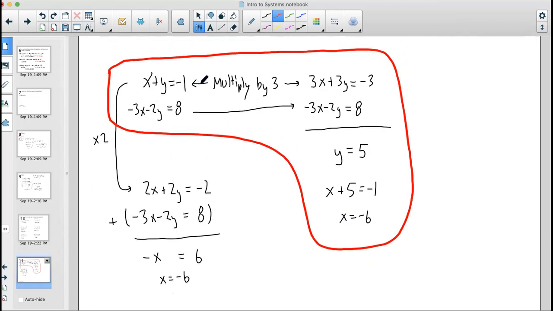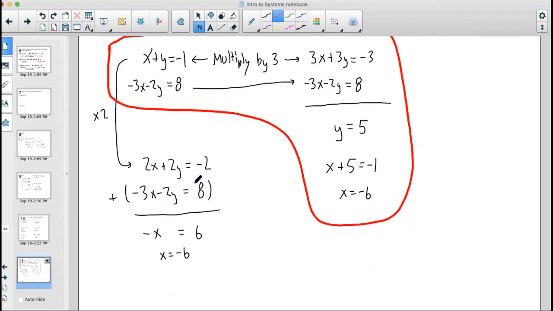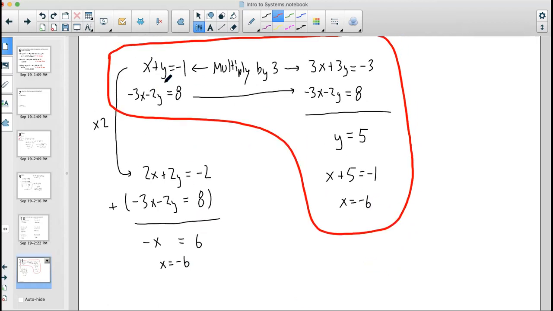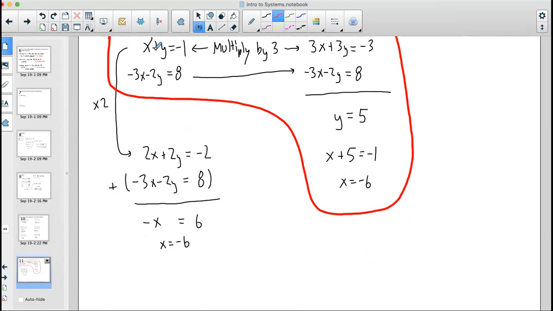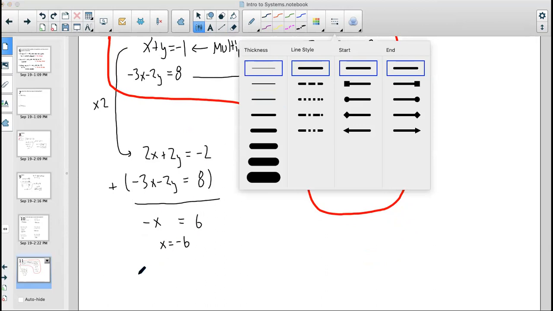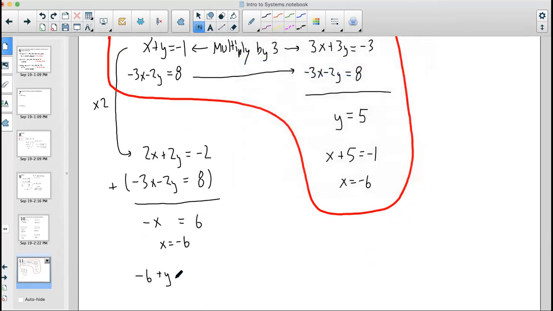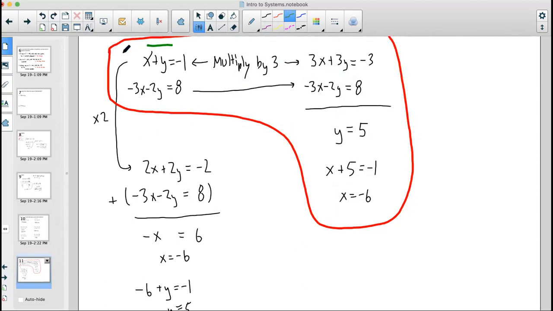If I start off multiplying by 2 like I did over here, I get x is negative 6. Maybe I'll plug that into the top one as well. That equation was x plus y is negative 1, so I get negative 6 plus y is negative 1. Then I would add 6 to both sides, and I get y equals 5. And so this is just another way to do this. I could use either one of these methods to solve this system.